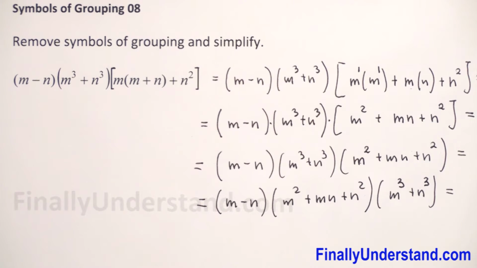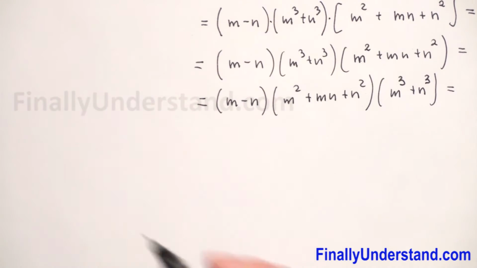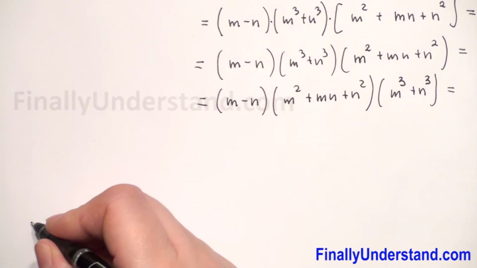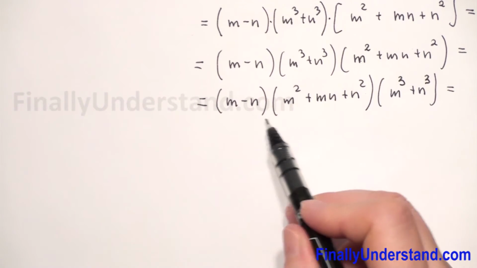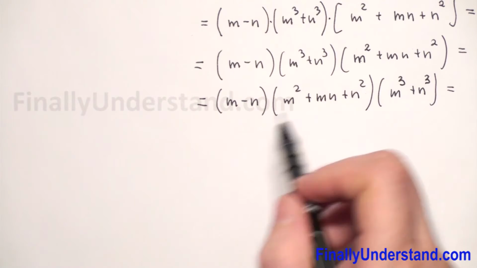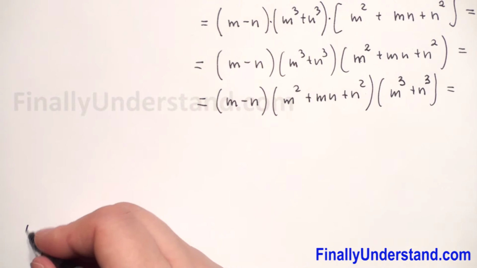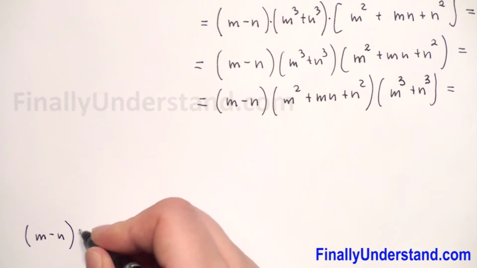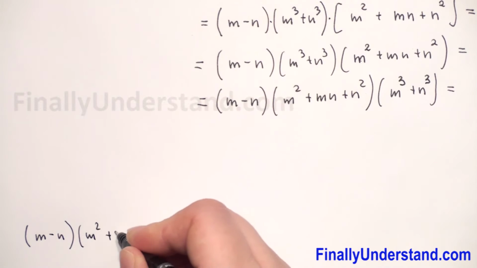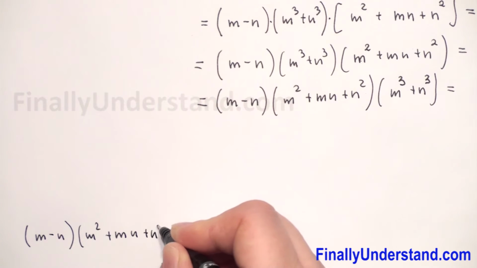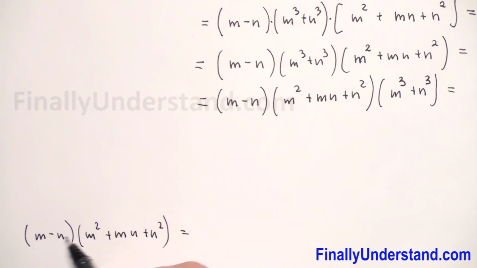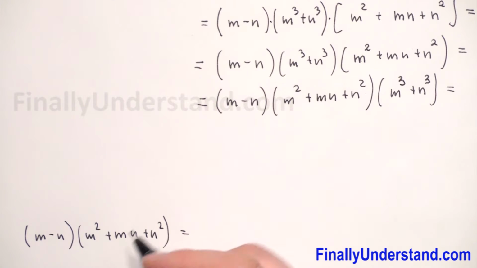So maybe I will do this to show you that for sure we have here difference of two perfect cubes. Let me copy these two parentheses. We have m minus n times m square plus mn plus n square. We have multiplication between these two parentheses. It means we have to multiply every term in the first parenthesis by every term in the second parenthesis.